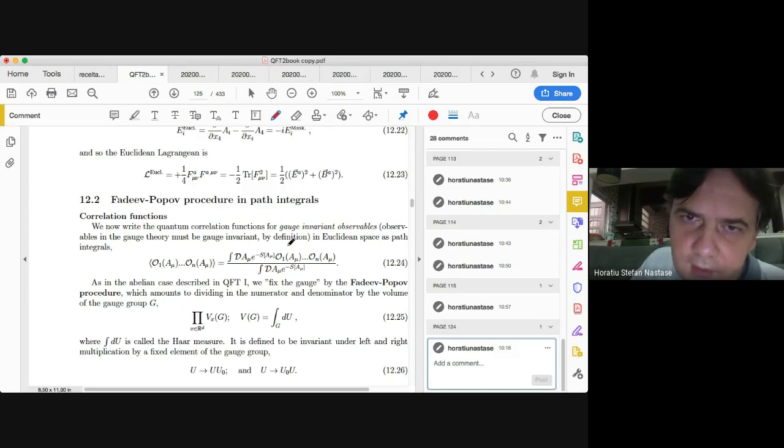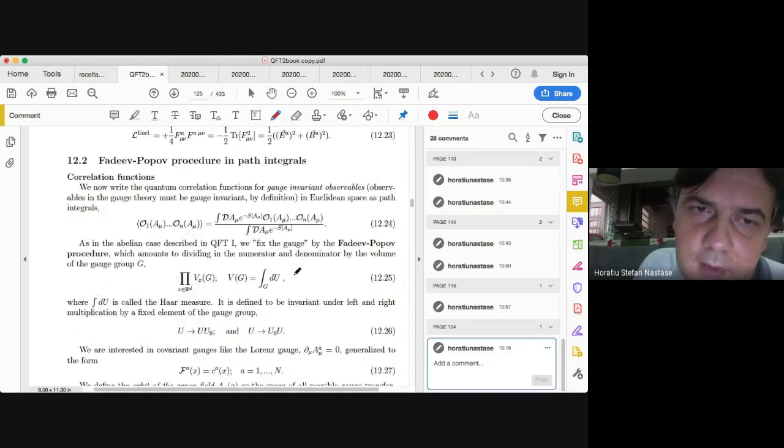Let's do it in Euclidean space, which, as you know, is easier to define for correlation functions. Correlation functions are defined as path integrals of the product of operators, with the path integral over the field, the Yang-Mills field, with the weight e to the minus the action. But then you also have to divide by the path integral with e to the minus the action.